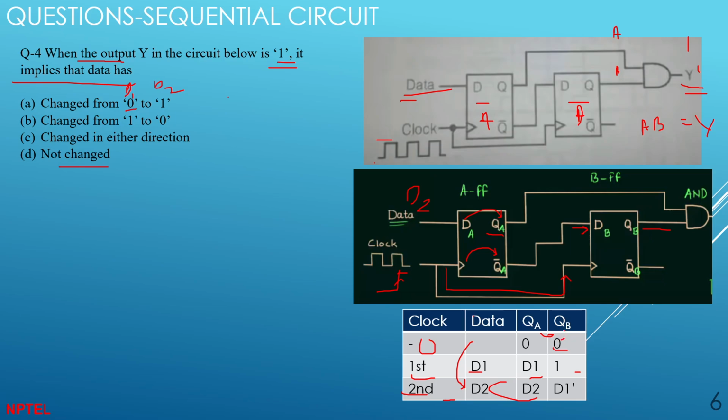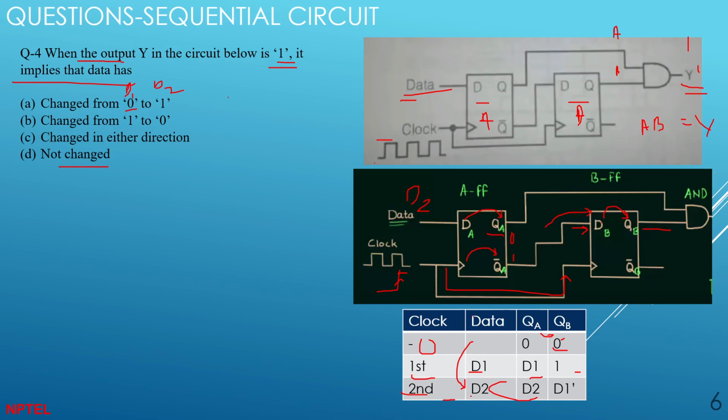Initially QA is 0, and this is QA complement, so it is 1. At the first clock cycle, this will be transferred to one, right? They are using the same clock. Then QB, when the first clock cycle activates, this data will be transferred to one, right? That is how you do it. This is QB.